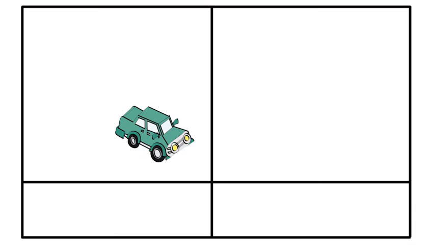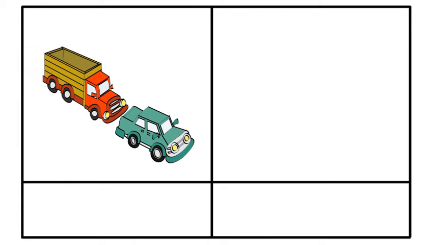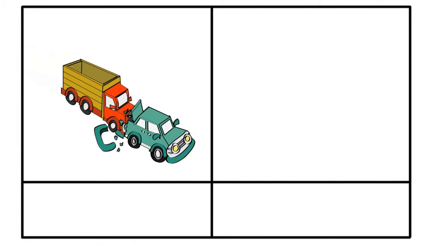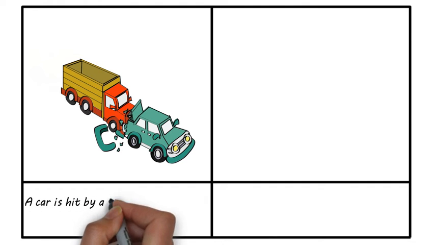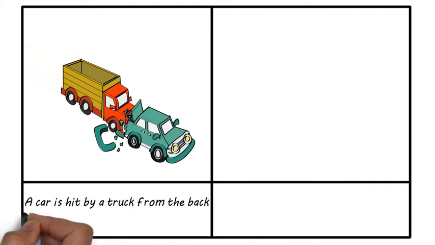One more, I want to draw a car and a truck. Okay, have a look at the second picture in the left column. It shows a car is hit by a truck from the back. A car, subject, is hit, verb, by a truck, object, from the back. Do you remember what construction the sentence uses? Active or passive? Do you know?